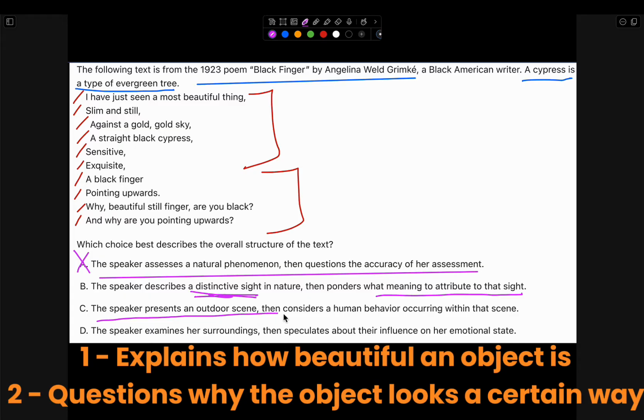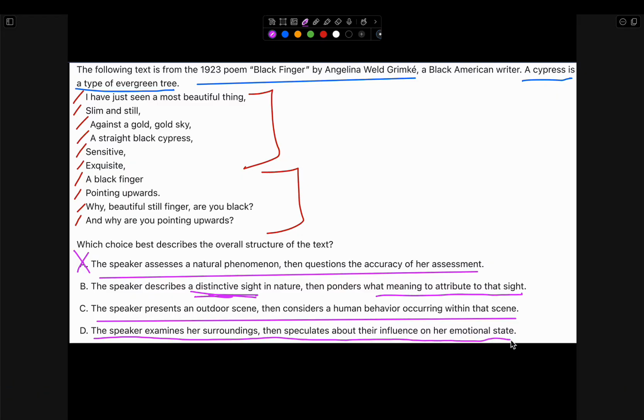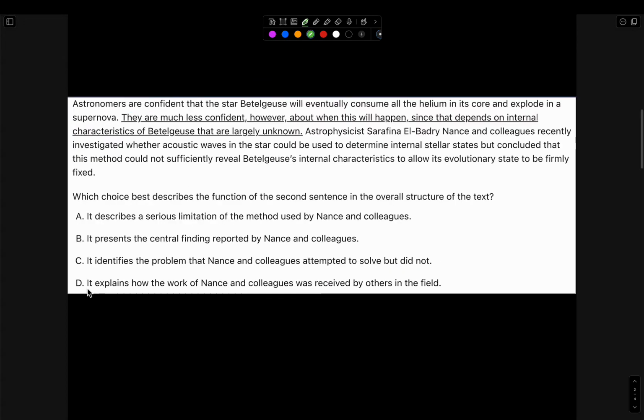Choice C: the speaker presents an outdoor scene, then considers a human behavior occurring within that scene. It doesn't mention the beauty of the object, and it doesn't question it either. Choice D: the speaker examines her surroundings, then speculates about their influence on her emotional state. It doesn't mention the beauty of the object, and it doesn't question it. Let's look at another example.